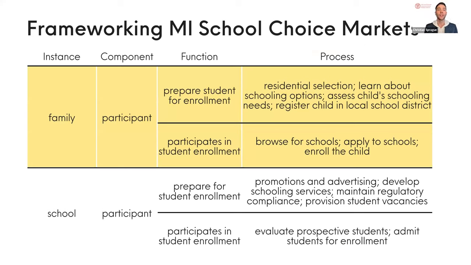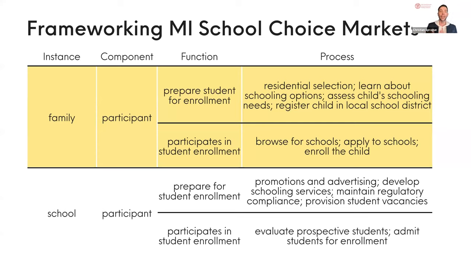So first up, let's look at families. What do families do? Well, they're the participants in these school choice markets. Their primary function in arranging enrollment opportunities for the market is to prepare their student for enrollment and to participate in student enrollment. So they need to prepare their student, which in this case is kind of like a product, and they need to participate in the actual enrollment process.